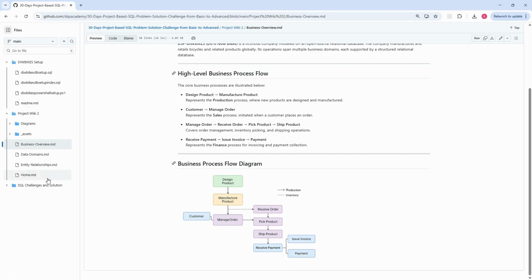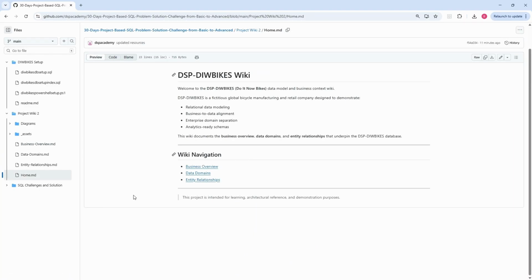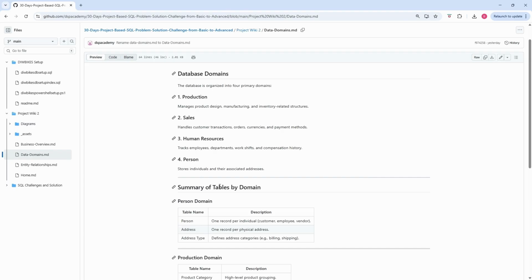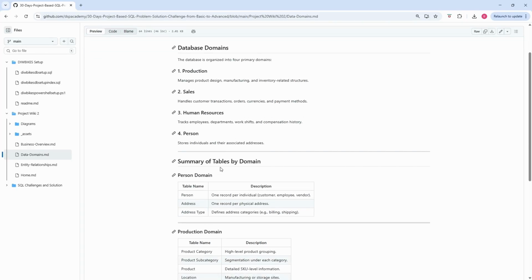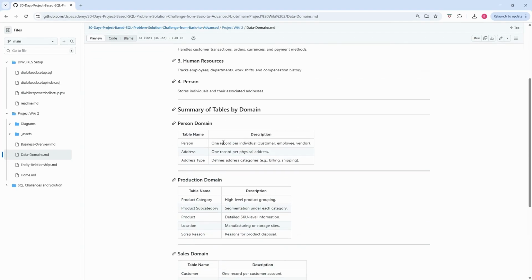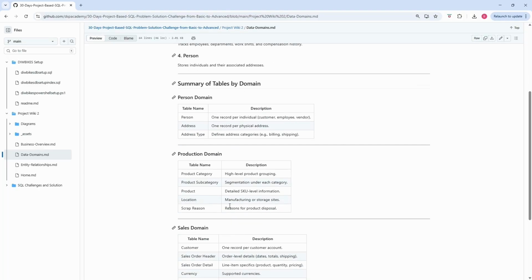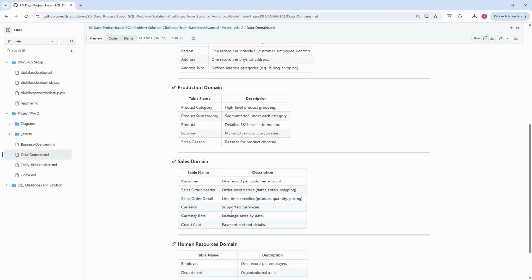Now let's go back to our home. We're going to be using the home page to navigate through this wiki, and we click on the data domain. The data domain describes the operation of the business, and we have four that we're going to be using for these challenges. First is production, second is sales, third is human resources, and the fourth is person. And they have different tables.